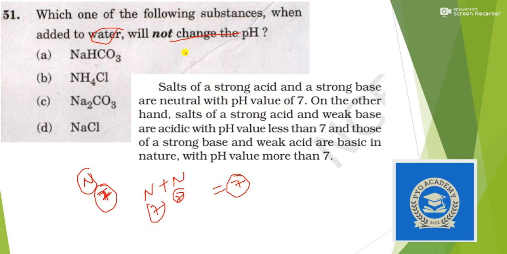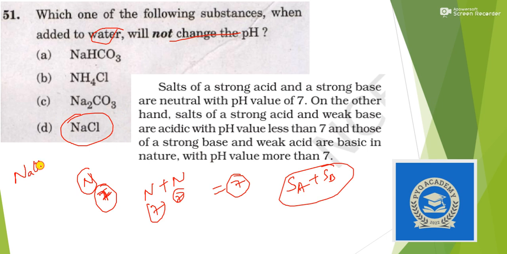So now we have to find which of the following is a salt made by a strong acid plus a strong base. Got it? So in this way we know that NaCl is a salt made by a strong acid and a strong base. It is made by NaOH, which is a strong base, and HCl, which is a strong acid. So in this way we get our answer: option D.